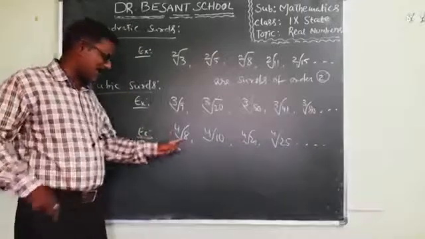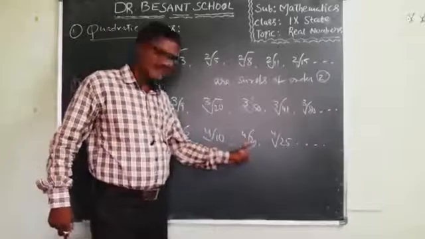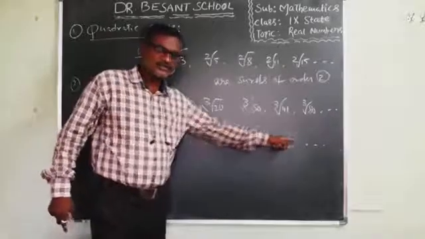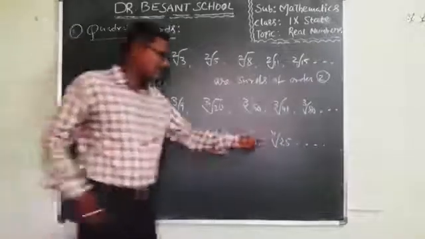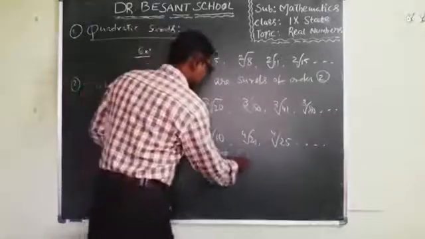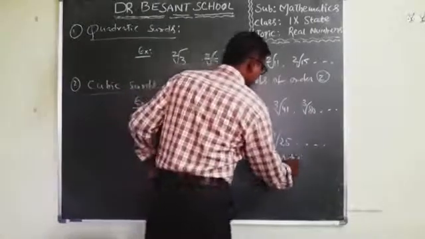So order is 4, radicand is 8. Order is 4, radicand is 10. Order is 4, radicand is 20. Order is 4, radicand is 25. So these are the surds of order 4. These are the surds of order how much?